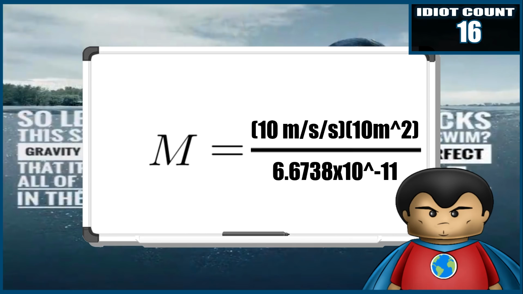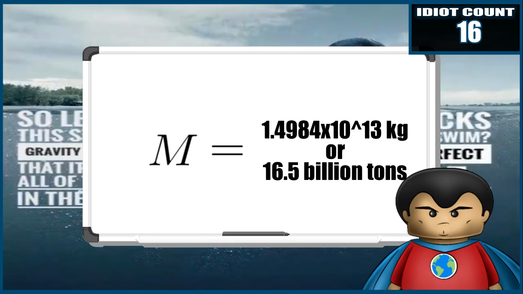When solving for this equation, we get a spherical mass of approximately 1.5 times 10 to the 13th kilograms, or 16.5 billion tons, all packed into a sphere only 20 meters wide. Now that we know this answer, we can finally understand why flat earthers demand this observation for proof of gravity, because it's humanly impossible to fit 16 billion tons of material into a sphere only 20 meters wide. Therefore, we cannot overtake the gravitational pull of the Earth, even if we tried.